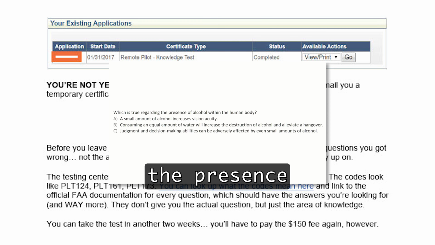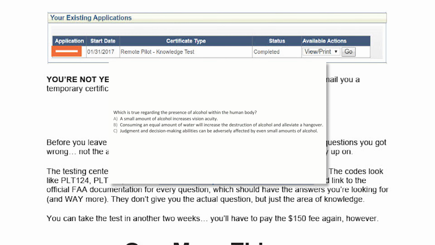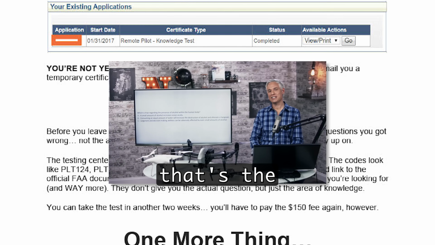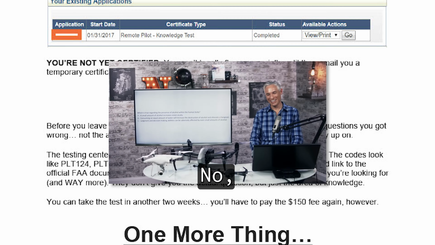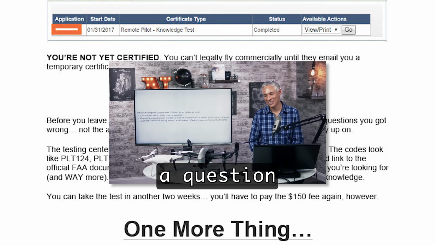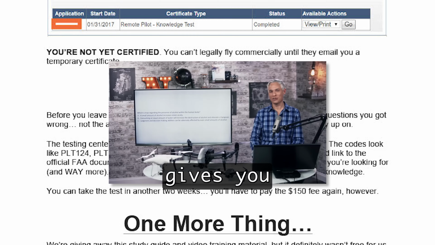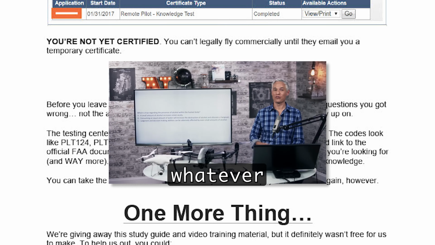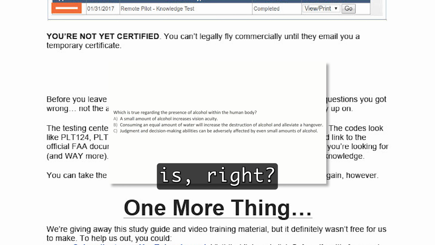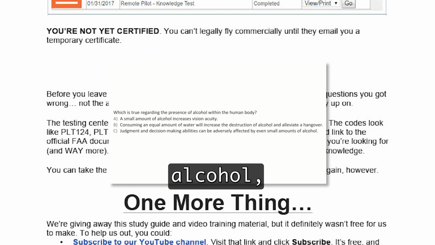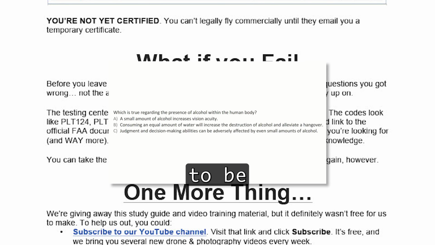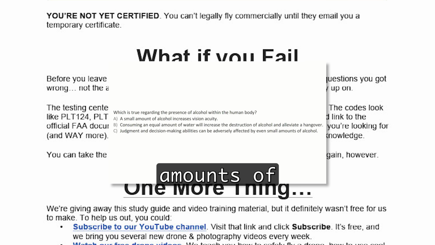What is true regarding the presence of alcohol within the human body? A small amount of alcohol increases vision acuity? Do you think that's the answer? No. The FAA is not going to ask you a question that indicates that alcohol gives you some sort of superpower. If they ask about alcohol, the answer is going to be whatever the worst case scenario is, right? And on this one, alcohol causes judgment and decision-making abilities to be adversely affected, even small amounts of alcohol.